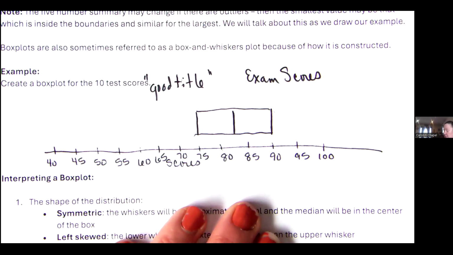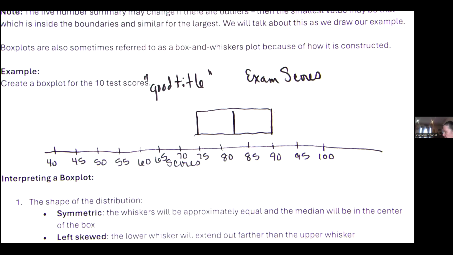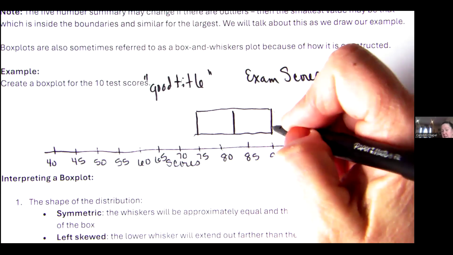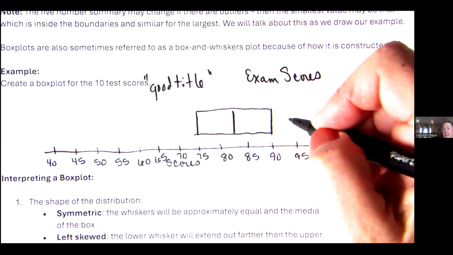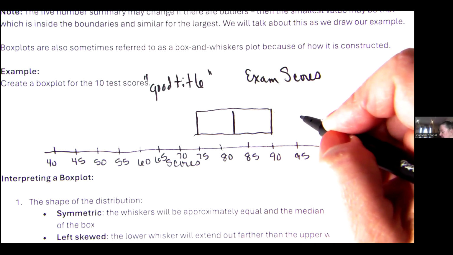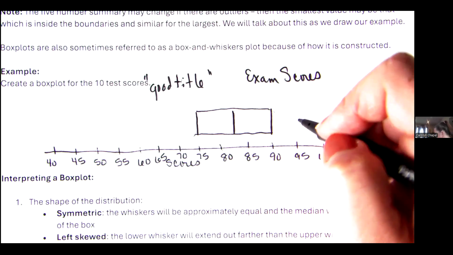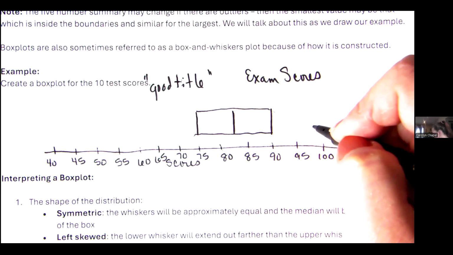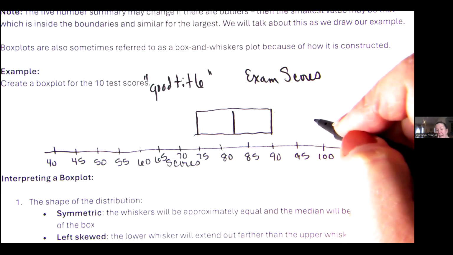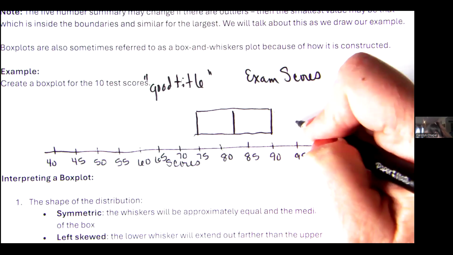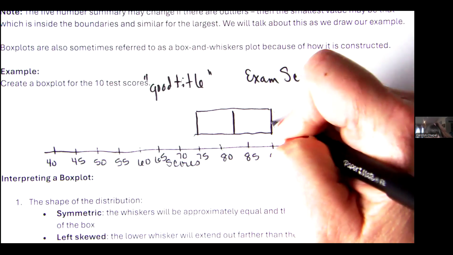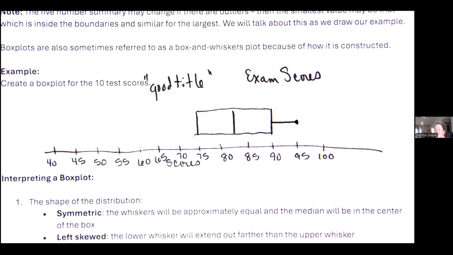Then what we do is draw a whisker, which is going to go from our box to the highest and lowest values that are within our boundary. So if you remember, our upper boundary was 112. The 95 was our largest value. So I'm going to put a dot for 95 and draw a whisker to it.